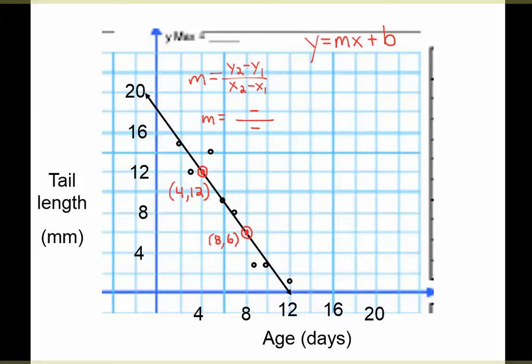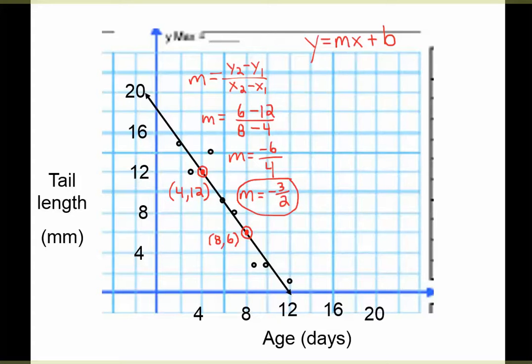All right, so y sub 2, and these can really go in any kind of order. For me, my y sub 2 would be 6, and my y sub 1 would be 12, and my x sub 2 would be 8, and my x sub 1 would be 4. And as I crunch those numbers, I'm going to get a negative 6 on top and a positive 4 on the bottom. If you did it the other way, you might get a positive 6 on top and a negative 4 on the bottom. And then I need to reduce that. So negative 6/4 reduces to negative 3/2. So that is my slope, negative 3/2.